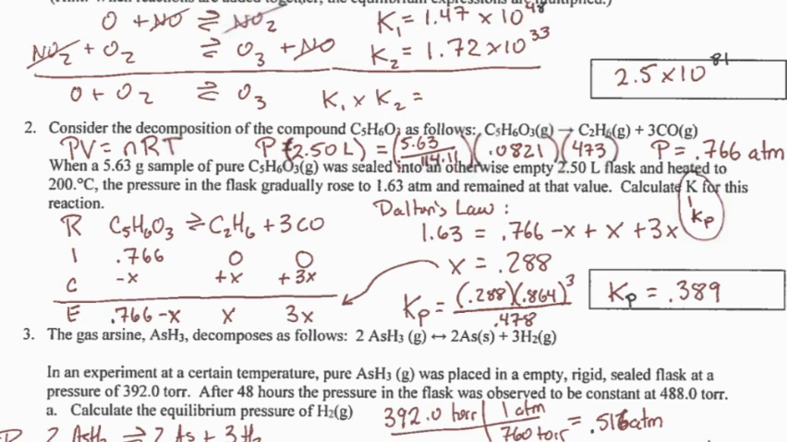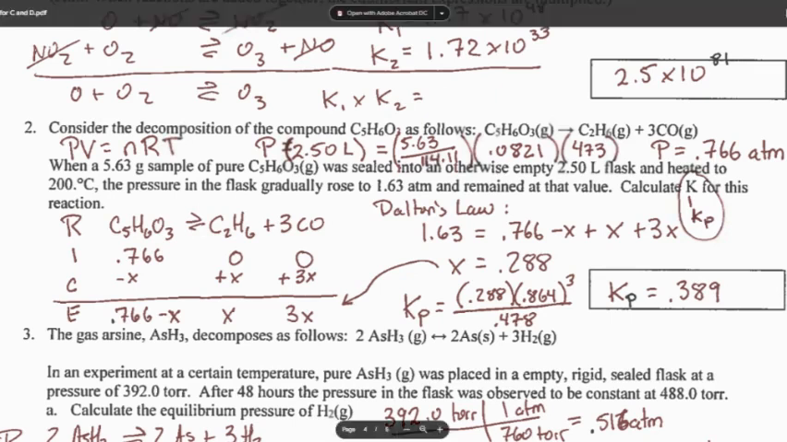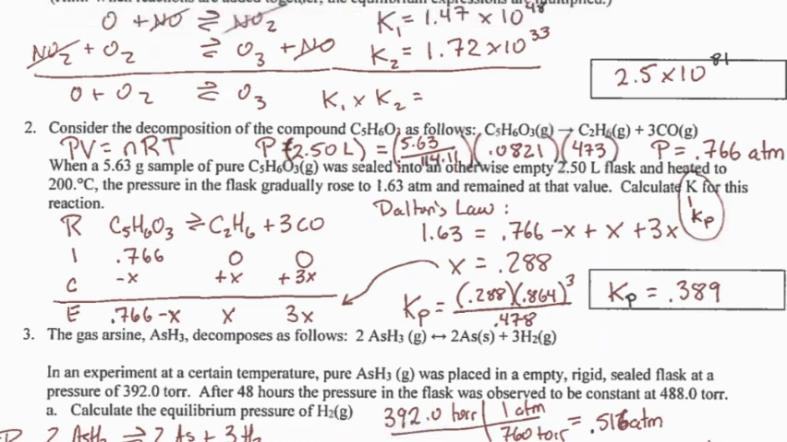It says the pressure in the flask gradually rose to 1.63 atmospheres and remained at that value. That is the total pressure in the flask. All of these things are in the same flask. So the pressure slowly goes from 0.76 to 1.63 as the reaction takes place.